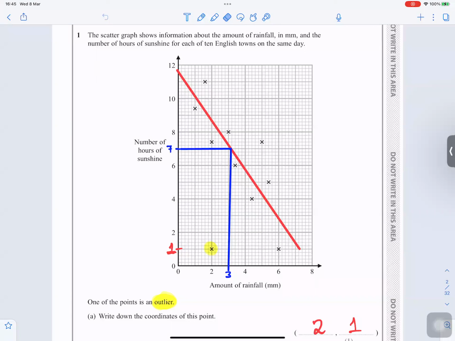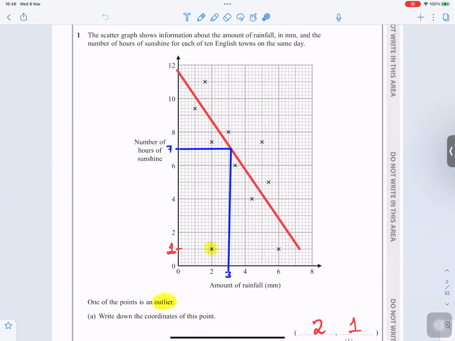The scatter graph shows information about the amount of rainfall in millimeters and the number of hours of sunshine of 10 English towns on the same day. Number of hours of sunshine on the y-axis, the amount of rainfall on the x-axis. One of the points is an outlier. Write down the coordinates of this point. The coordinate is 2, 1.